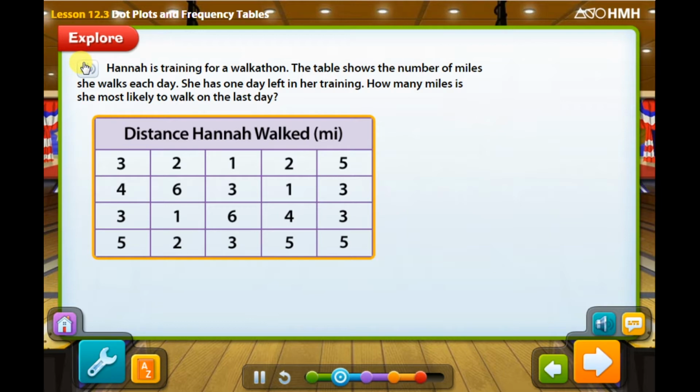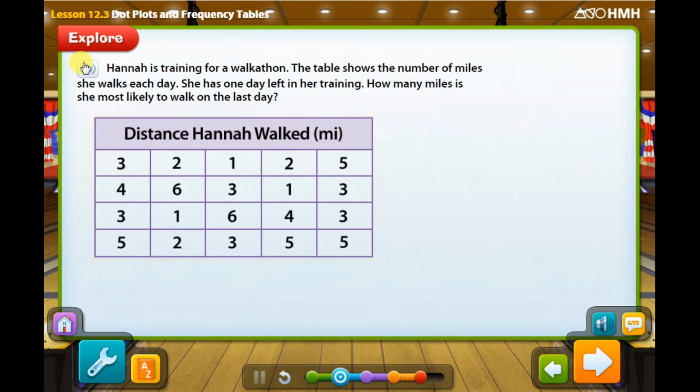Frequency is the number of times a data value occurs. Look at the table. Many of the numbers are shown more than once. A dot plot is a number line with marks that show the frequency of data. Let's use the data in the table to make a dot plot.